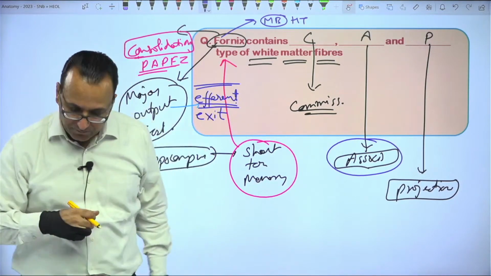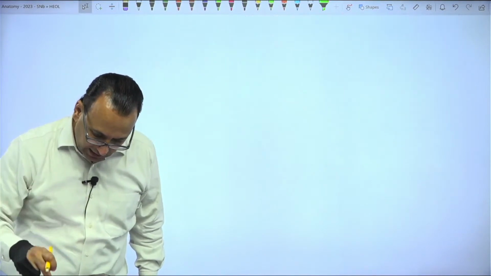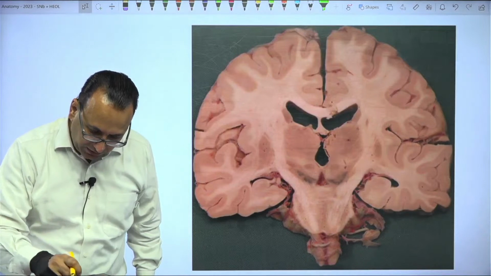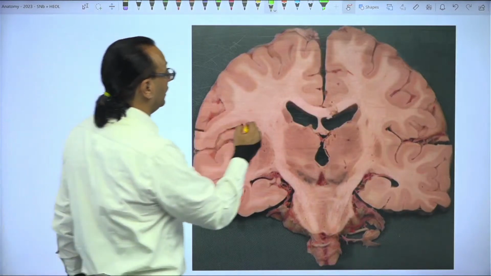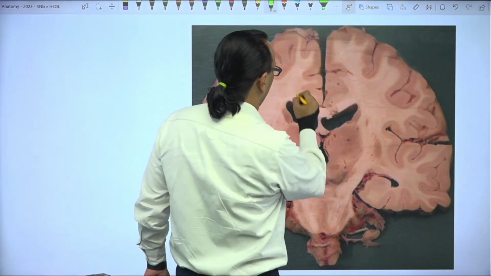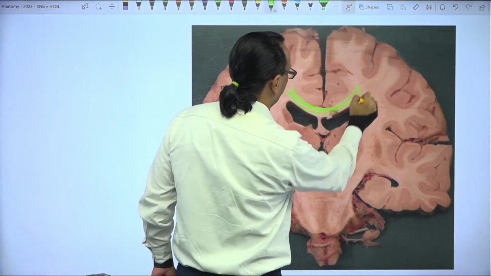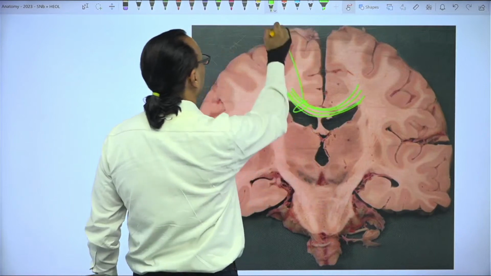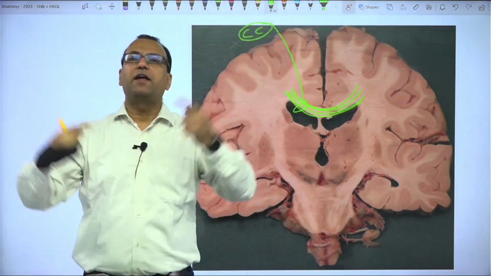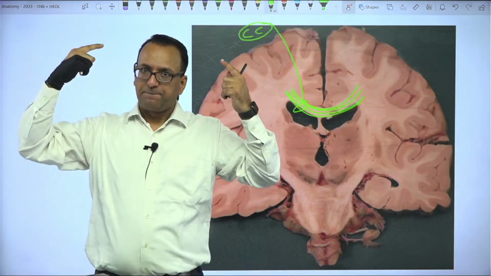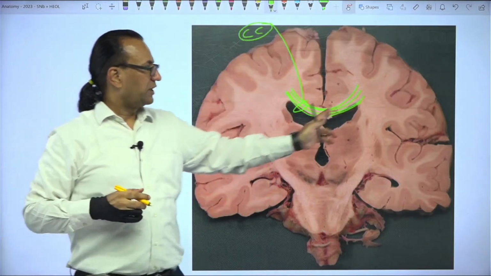Let me show you a diagram, and as you see that diagram, you will find that the fibers we are talking about could be, number 1, the crossing fibers. One good example is corpus callosum. So corpus callosum is commissural fiber connecting right brain with the left brain. Now this is corpus callosum, which is commissural fiber.